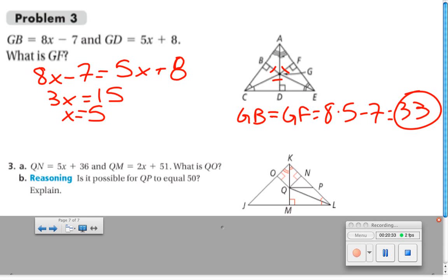Yes, ma'am? How do you know that GB and GF are congruent? Because G is the in-center of the triangle. So it makes all of them congruent? Yes. All right, please take a moment and work through the your turn for problem 3.